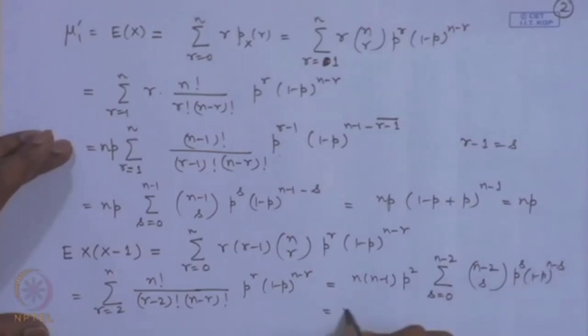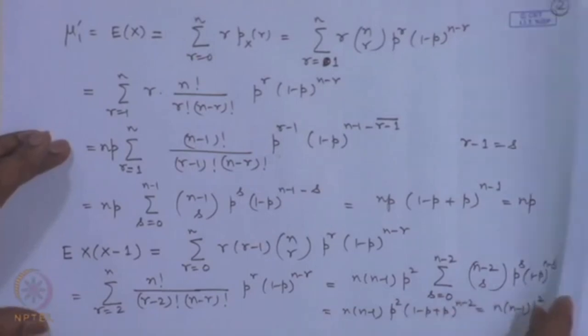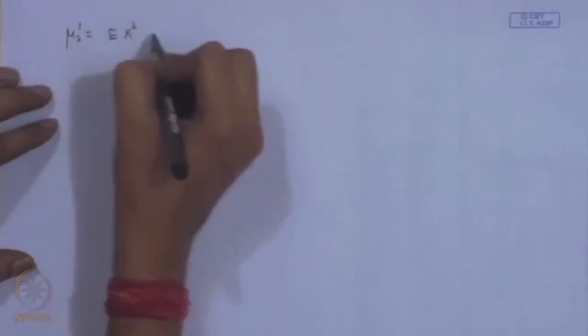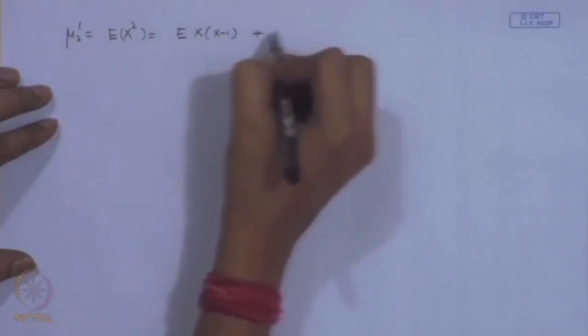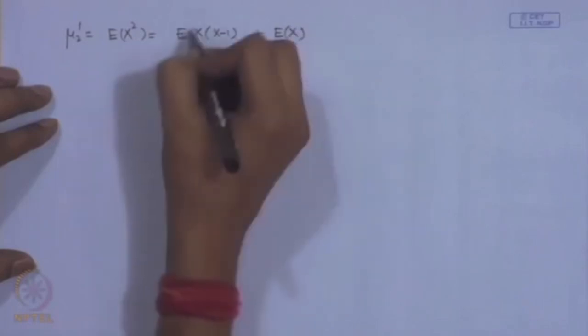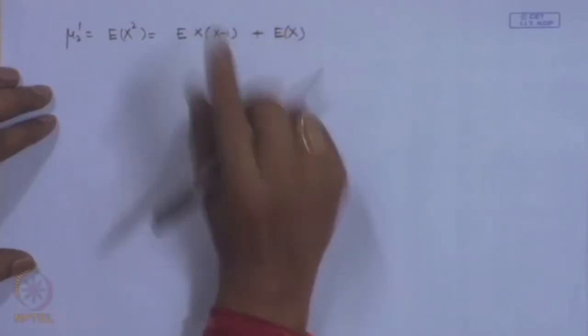So, this is nothing but n into n minus 1, p square, into 1 minus p plus p to the power n minus 2. Now, this term becomes 1. So, we get n into n minus 1, p square. So, this is expectation of x into x minus 1. Now, we can get mu 2 prime, that is equal to expectation x square, expressed as expectation of x into x minus 1 plus expectation of x, because expectation x will cancel out here.